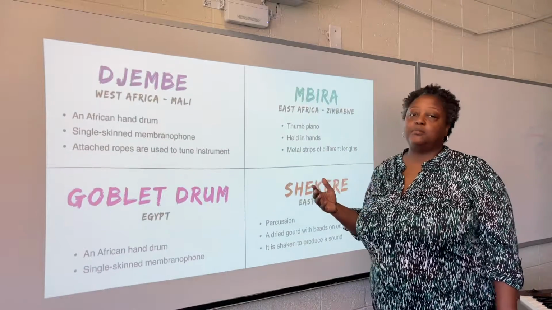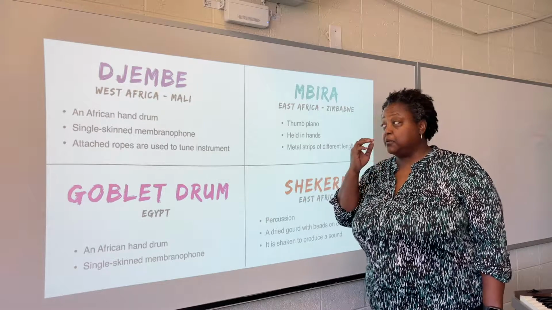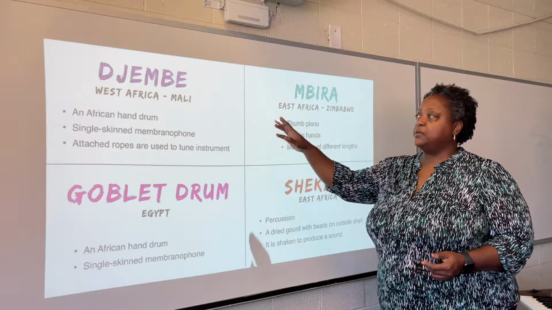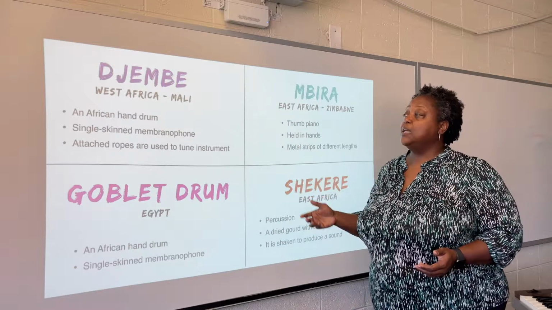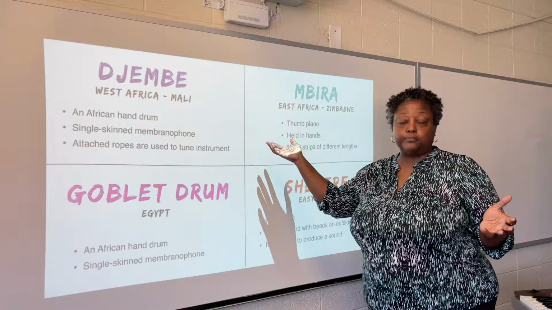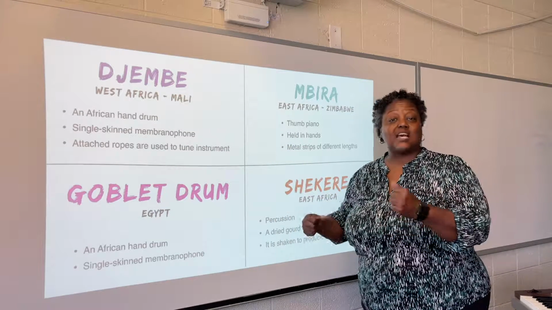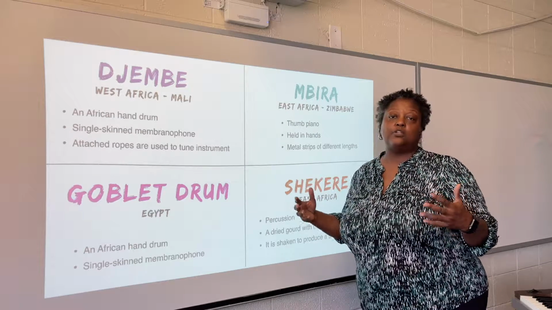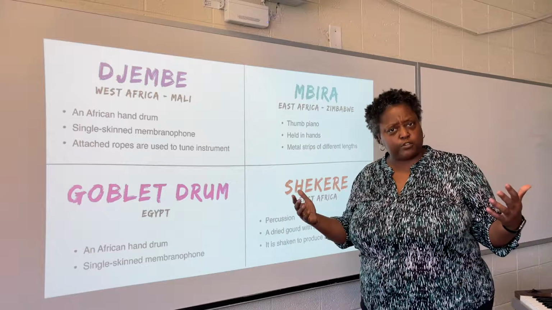So here are some of the instruments that you want to know about. You want to study them, because they're well known. Let's start off with the djembe, which is from West Africa, from Mali. It's an African hand drum, a single skin membranophone. And it has these attached ropes on the side that are used to tune the instrument. If you do not know what it looks like, I want you to look up all of these instruments that I have selected here so you have a picture of them.